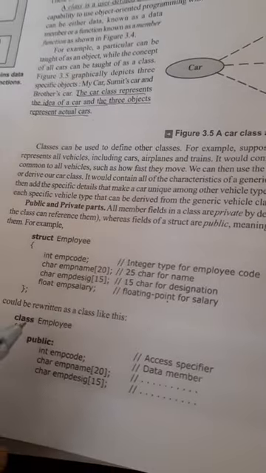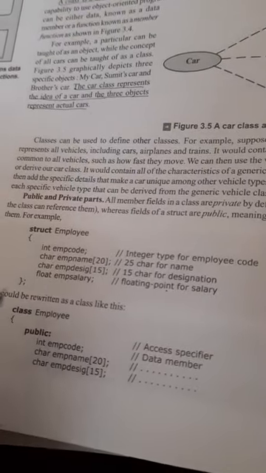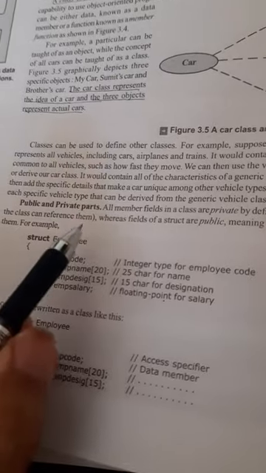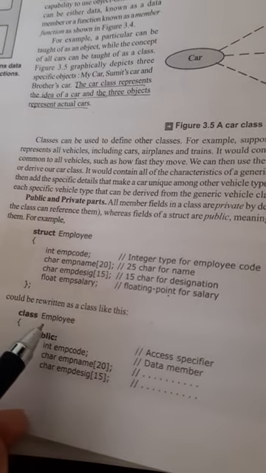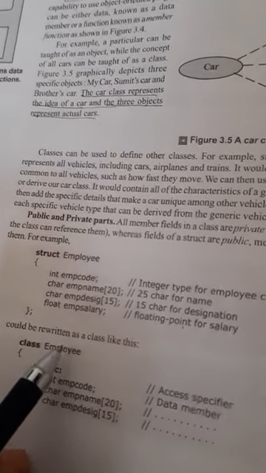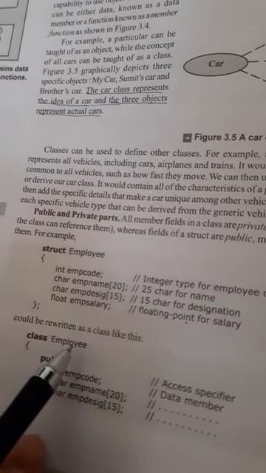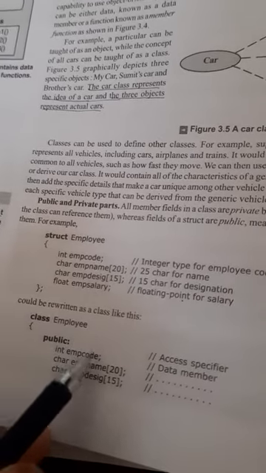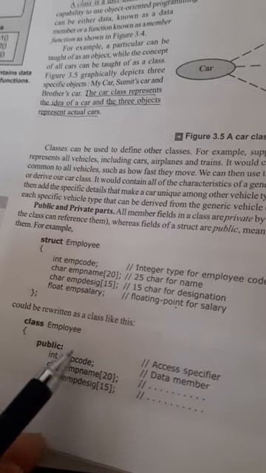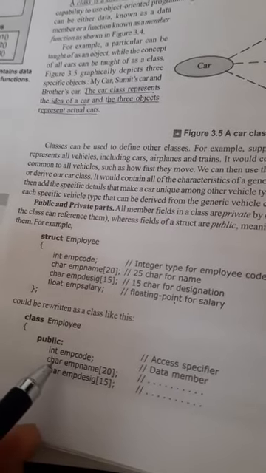So similarly here, in the struct also and in the class also, this employee is a user defined data type. So this user defined data type defines all of these variables of different data types.